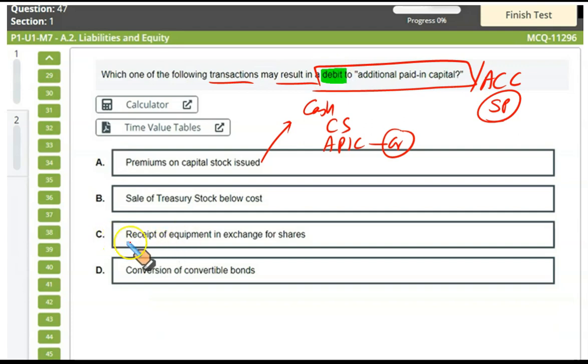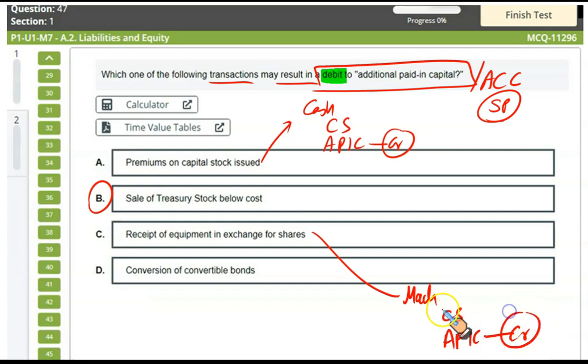Okay, let us see option C first. Keep B for the later discussion. Receipt of equipment in exchange for shares. You gave shares to someone and you got an asset out of it. So the entry you make, you debit the machinery or the asset, you credit the common stock and you credit your additional paid in capital. Again, here it is being credited. Conversion of bonds into common stock, convertible bond. The entry you make is you debit bond liability, you credit common stock, you credit additional paid in capital. So you can see additional paid in capital is being credited in A, C and D.